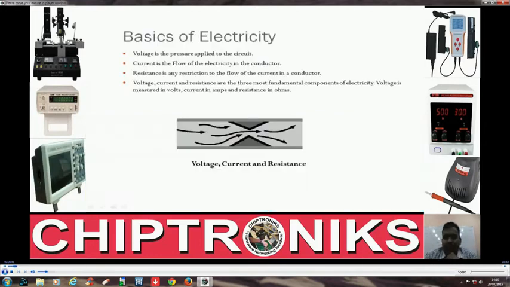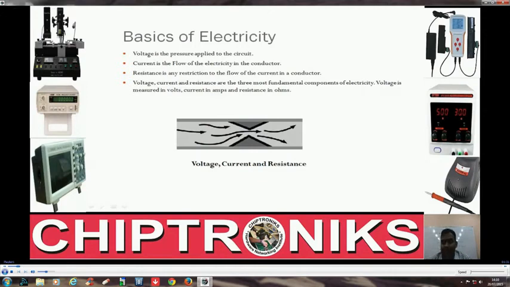First we'll discuss what exactly electricity is. Electricity is the flow of current, flow of electrons in a wire, and there are three terms associated with electricity. One is voltage, second is current, and third is resistance. What is voltage? I think many people are confused about voltage, current, and resistance in a PCB or an electronic circuit.